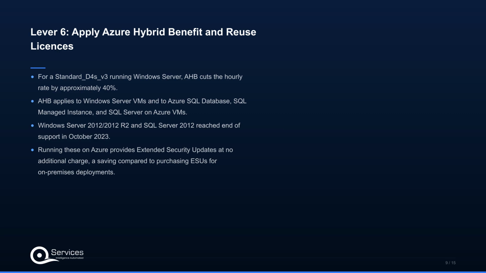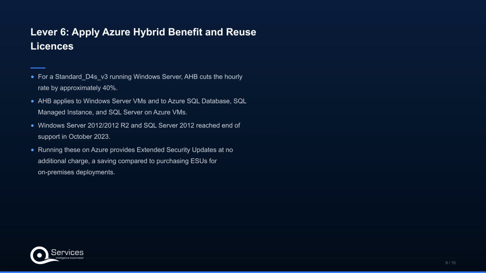AHB applies to Windows Server VMs and to Azure SQL Database, SQL Managed Instance, and SQL Server on Azure VMs. For organizations with significant SQL Server licensing, moving to Azure SQL with Hybrid Benefit as part of a lift and shift to Azure migration is one of the highest ROI moves in the entire engagement. The saving compounds with reserved instances: combining AHB and a 3-year reservation on SQL Managed Instance can reduce costs by over 80% compared to on-demand licensing.